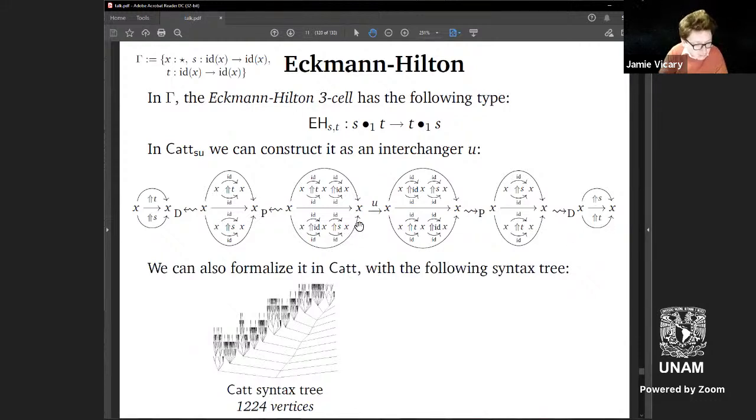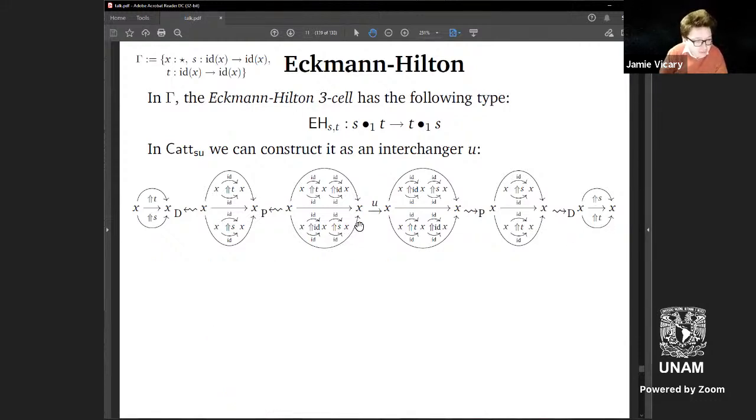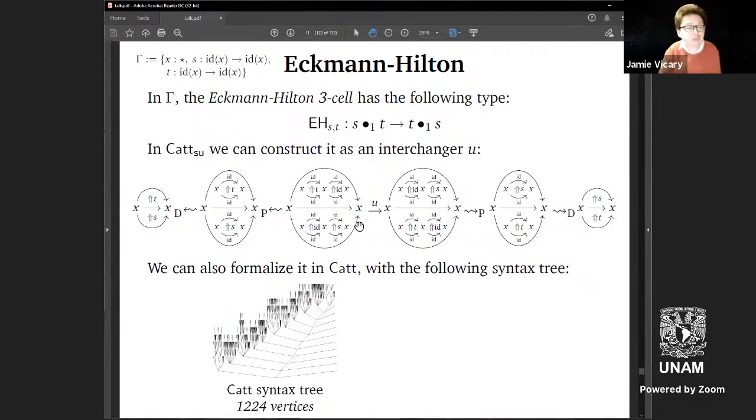So now, okay, that's nice. We can do this in the strictly unital theory of weak infinity categories. But we can also prove this in the non-strictly unital theory, that means in the fully weak theory where units aren't strict. And when we do this, it's much, much more complicated.